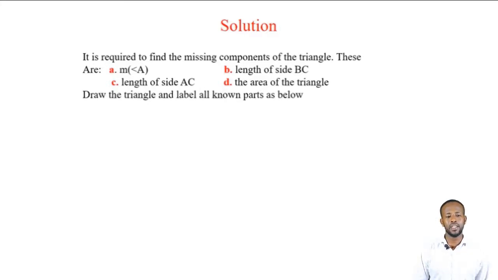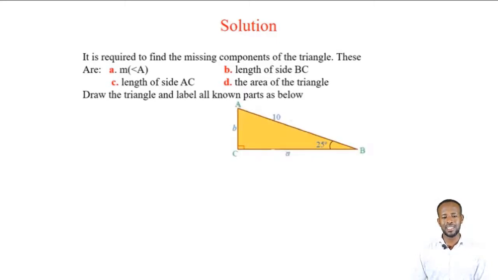Draw the triangle and label all known parts as below. To solve this, first draw the triangle. Write what you are given and then you can easily understand which parts are needed to find. Now let the triangle be like this. Triangle ABC, we have the acute angle that we are given, 25 degrees. We have another angle, 90 degrees, the right angle C, and then we don't have angle A.